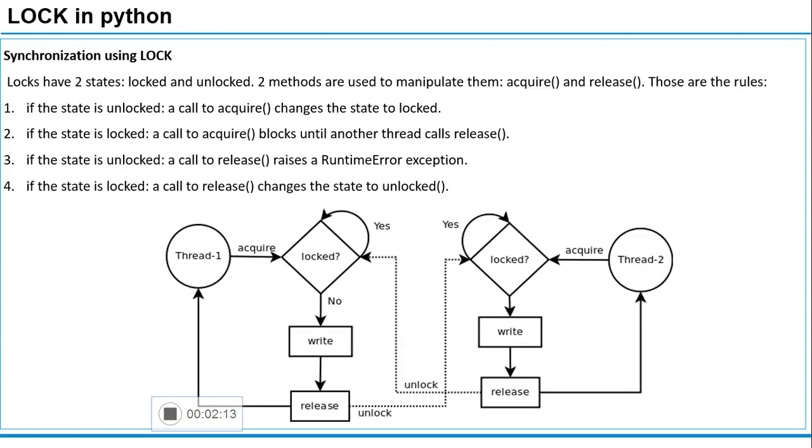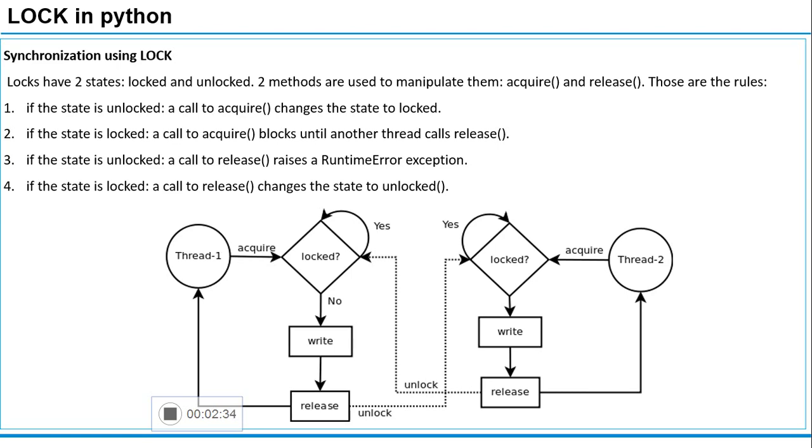Lock in Python, synchronizing using locks. As I said, a lock has two states, locked and unlocked. That can be manipulated using the methods acquire and release. If the state is unlocked, you can call acquire, which changes the state to locked. If the state is locked, a call to acquire blocks until another thread calls release.